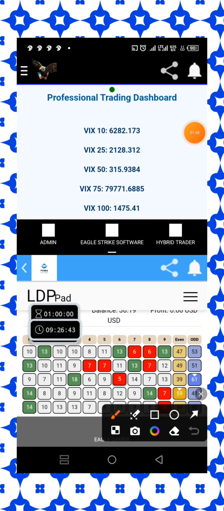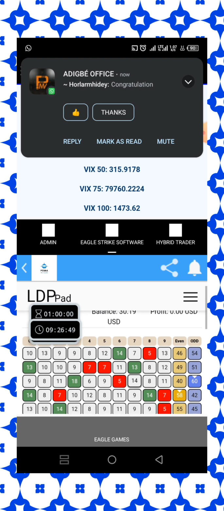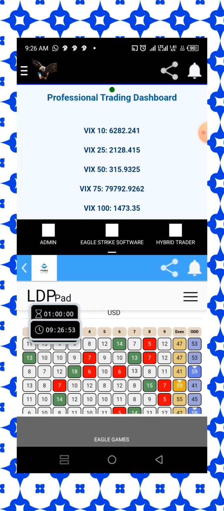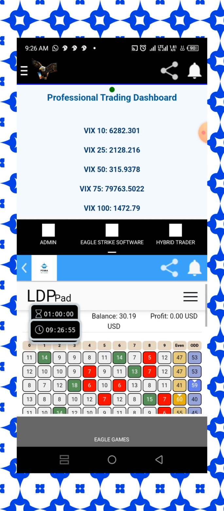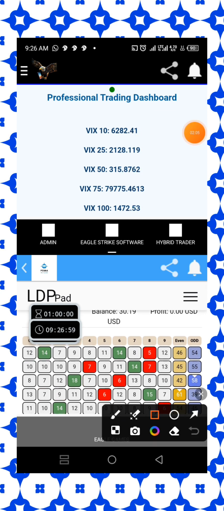Since our Eaglenet analysis stops at volatility 100, there are more of them here, but we are stopping at volatility 100. Okay, so we are having 10, 25, 50, 75, 100. So this is how it keeps going, and we are not going to be taking zero trade because zero is not a number to me.